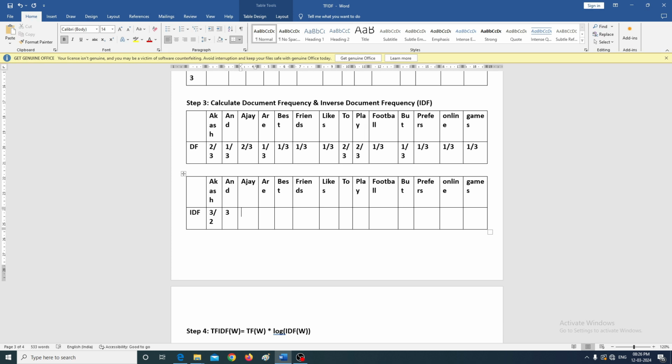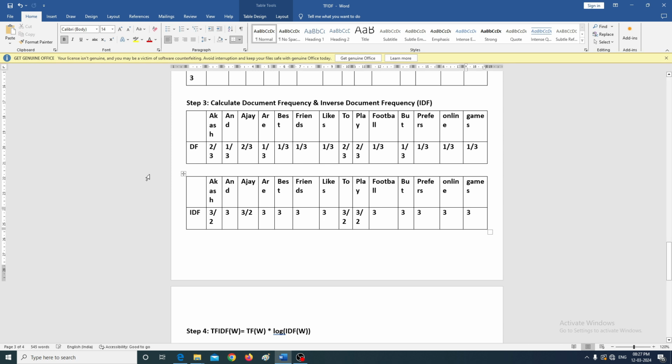Ajay: 2/3, reverse 3/2. Or 1/3 would be 3. Best is 3, friends 3, likes is 1/3. The reverse of 1/3 is 3, and for 2/3 it would be 3/2. Play, 2/3, would be 3/2. Football, 1/3, would be 3. But, 1/3, reverse is 3. Online, 1/3, would be 3. Games would also be 3.